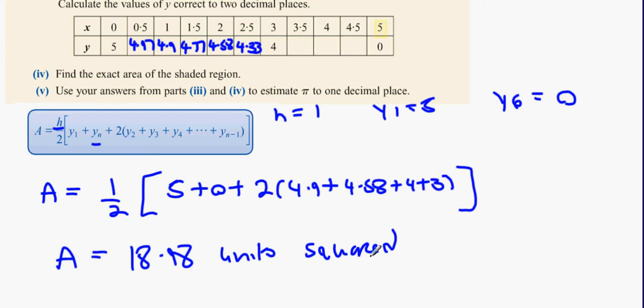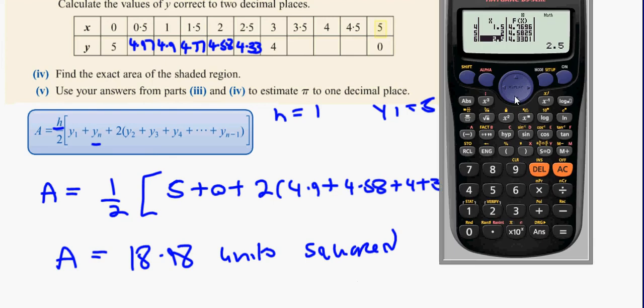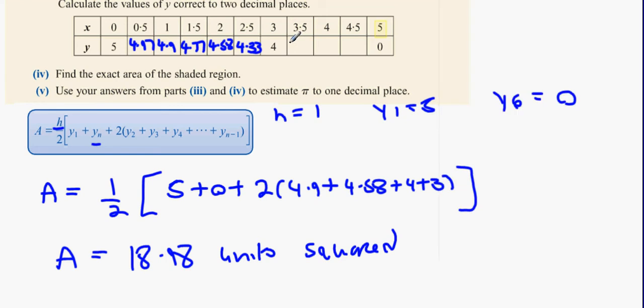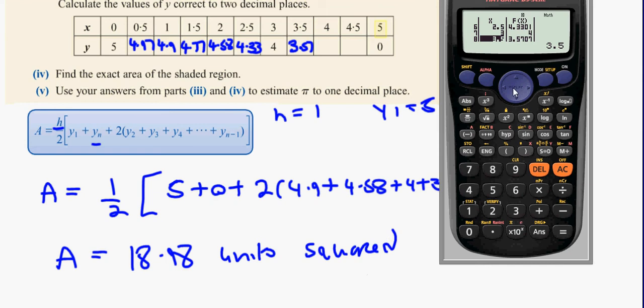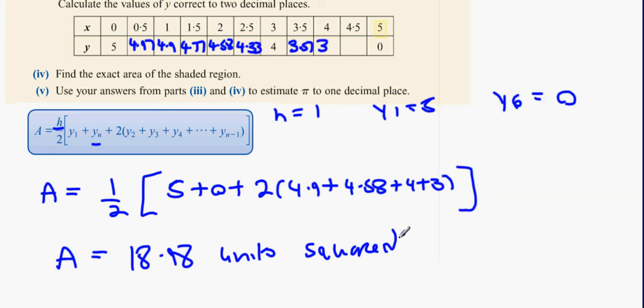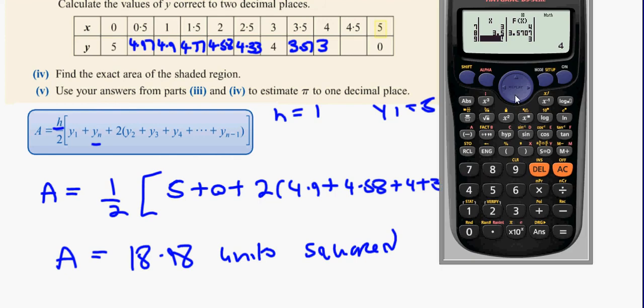Then 3.5 is going to be 3.57. Then we have the number 4, which is 3. And then 4.5, which is 2.179.